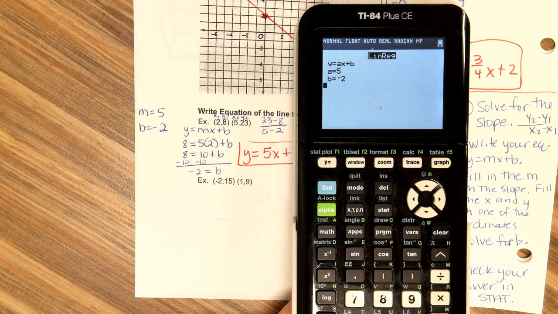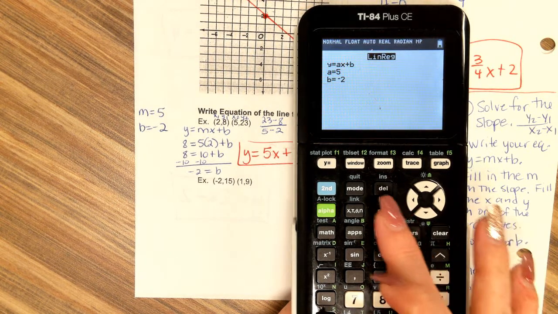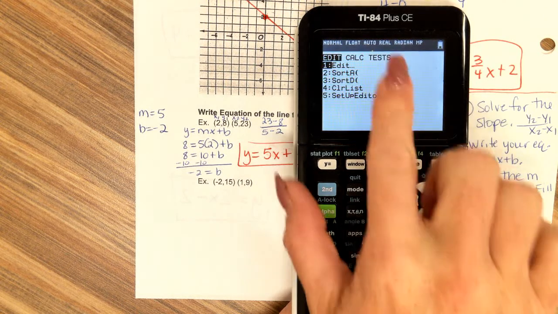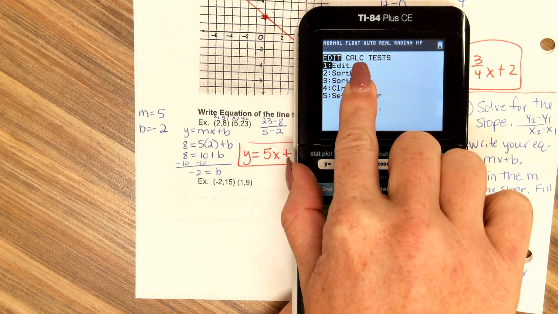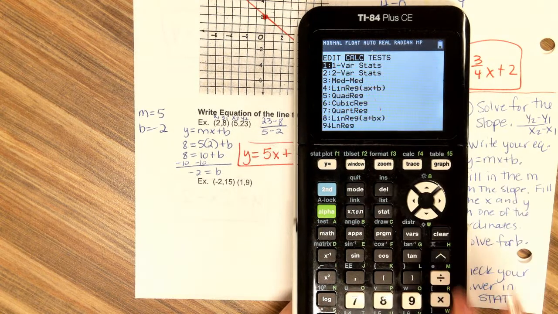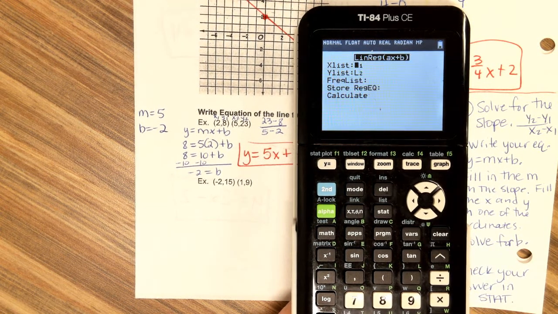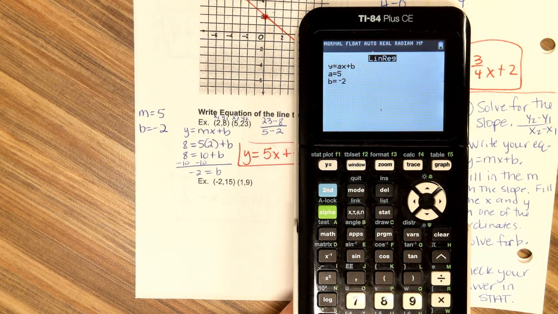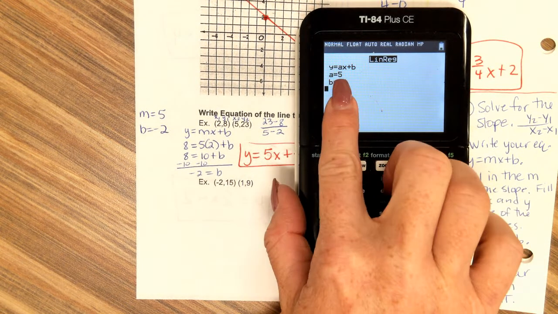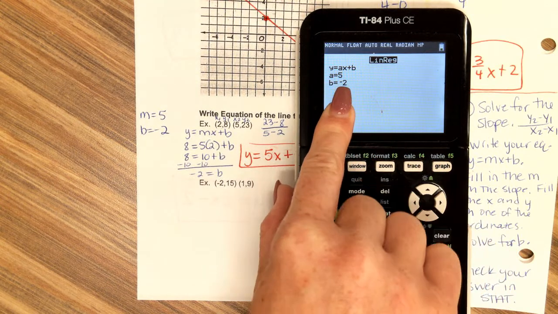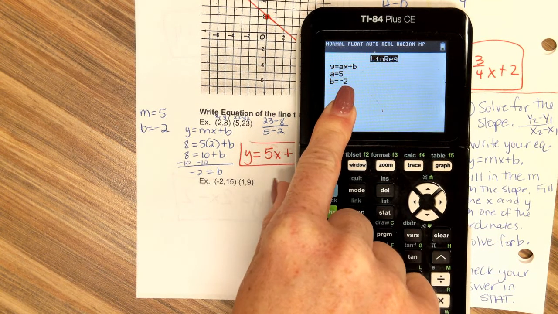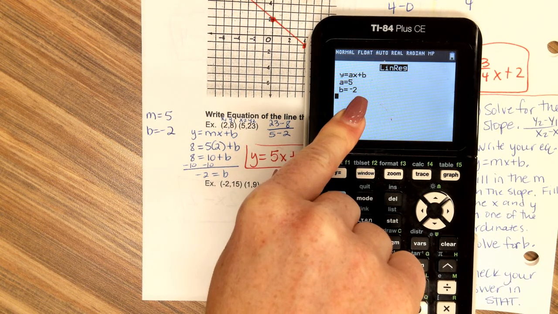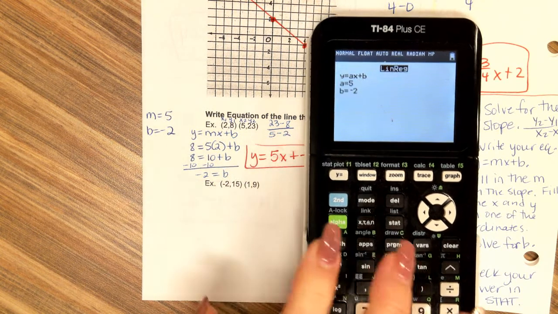Wait, what did we go? Okay, so we went to Stat, Edit. We put in our stuff, yes? Now you go to Stat and go to Calc up at the top. And then choose option 4 and hit enter until it gives you the answer. Does everybody see what the slope is? What is it? What's the y-intercept? What do y'all think? No, you'll want to do it this way, I promise.